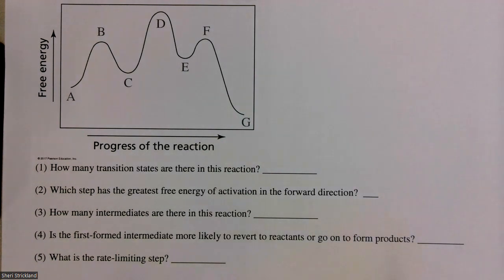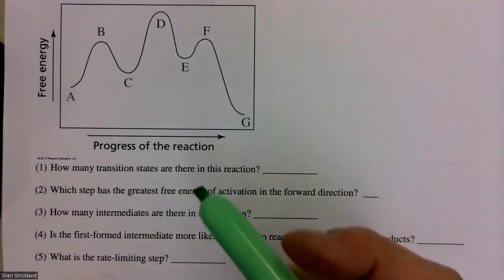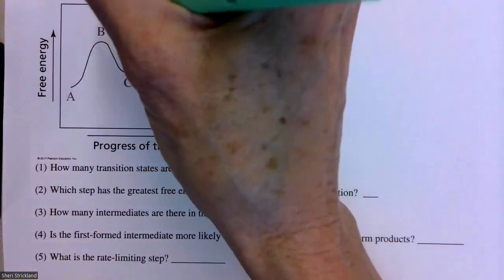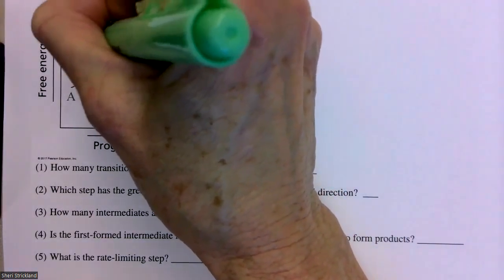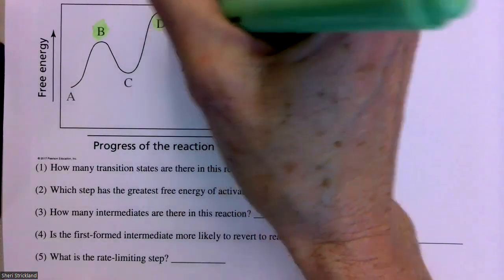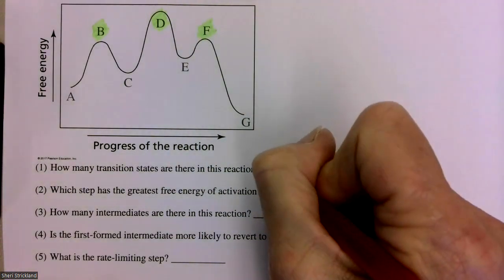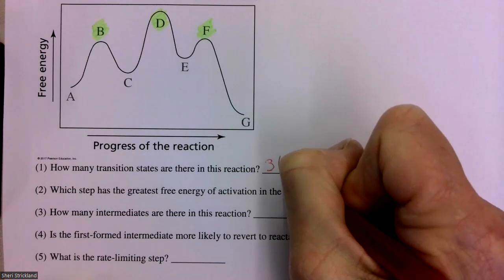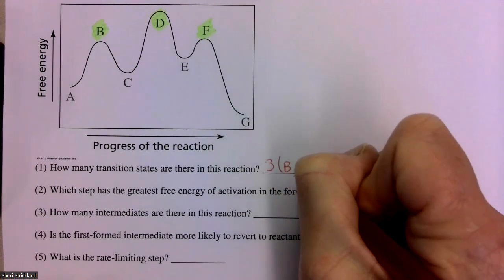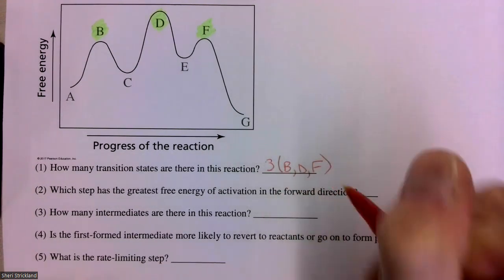All right, welcome back. How many transition states are there? Well, they're the things that come at the top of each hill. That's the energy maximum for each step. So there are 3 of them, and they're represented by B, D, and F in this case.